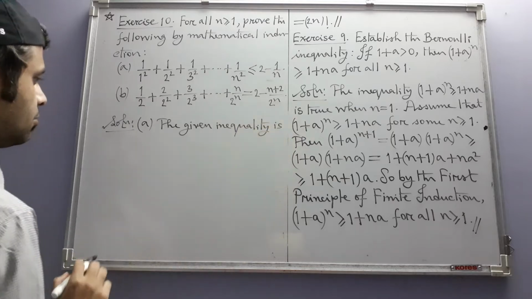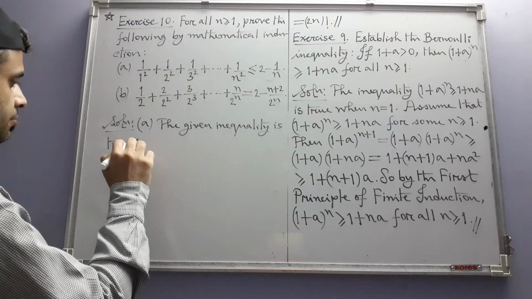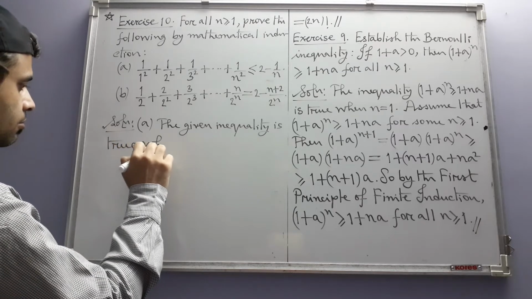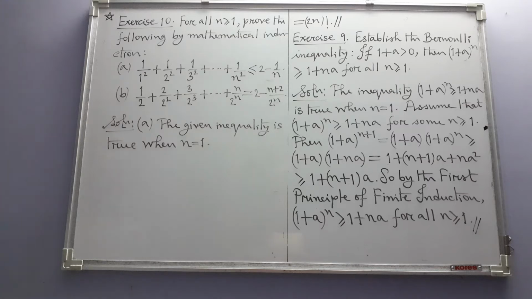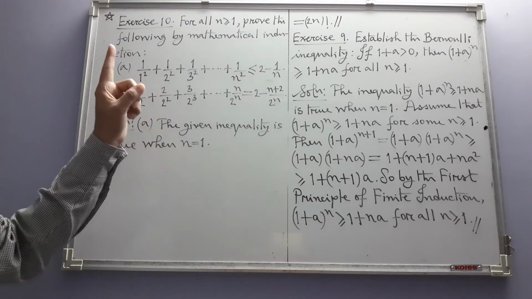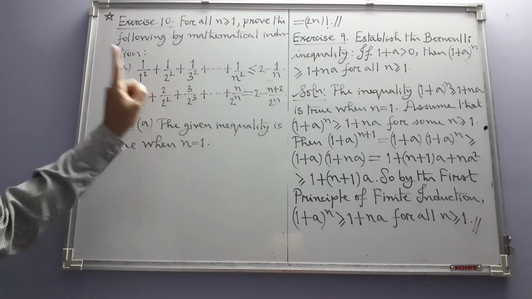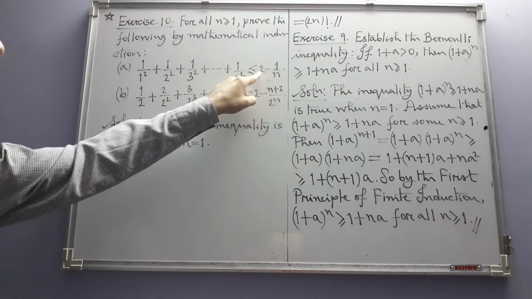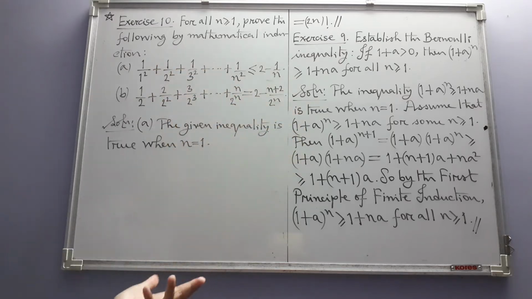The given inequality is true when n is equal to 1. When n is 1, the left hand side has only one term in the sum, which is this first term, which is 1, and when n is 1, the right hand side is also equal to 1. So in this case we actually have equality.